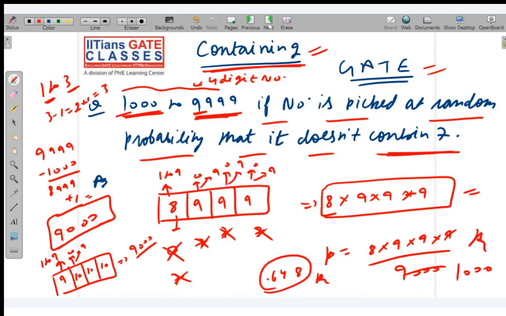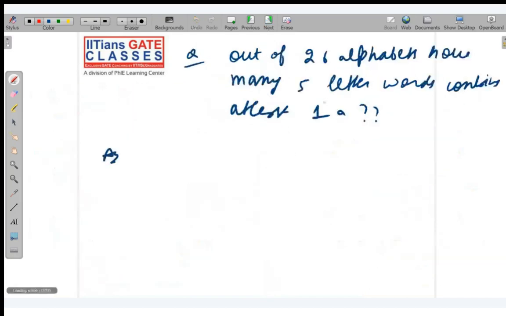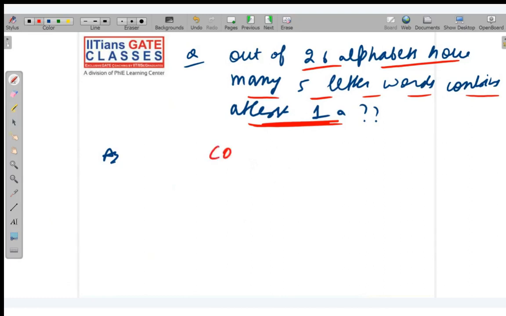Okay. Next is: out of 26 alphabets, how many 5-letter words contain at least one A? This is really important. At least one A means you can have 1 A, 2 A's, 3 A's, 4 A's as well as 5 A's also. So how will you count them? That will create a problem for us. So I will go by the complementary method.